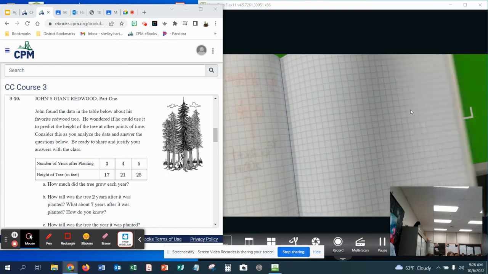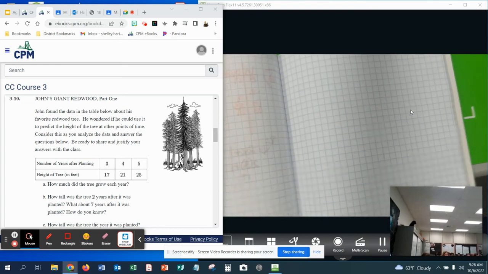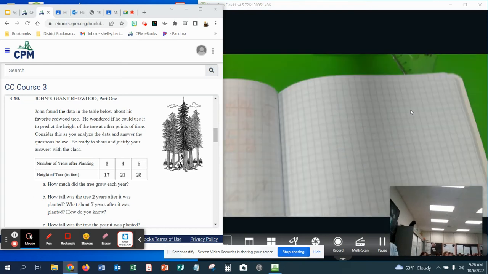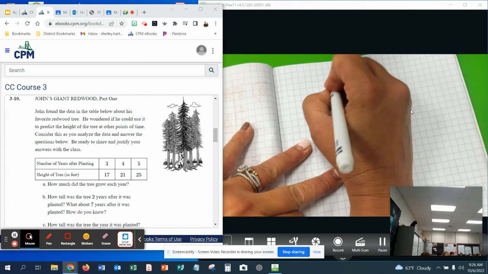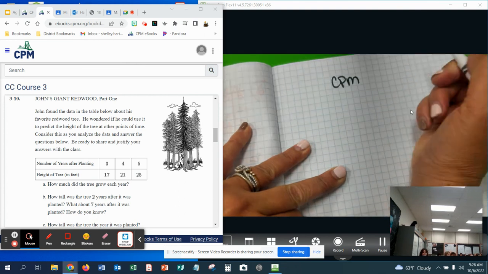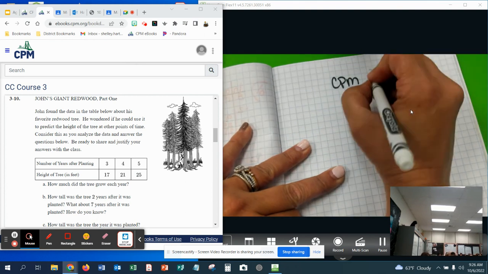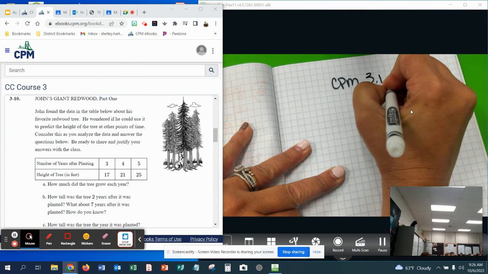All right, so let's get our notebook started with, after we did the silent board game, which is always fun, we want to get into CPM 3.1.2.